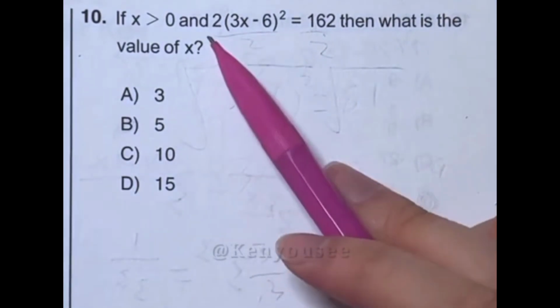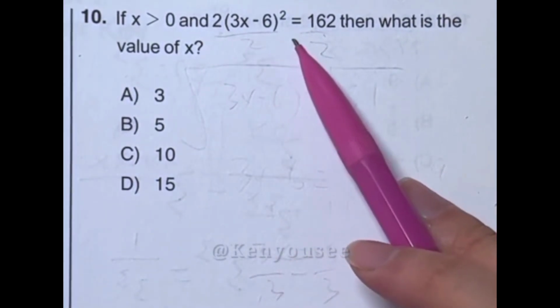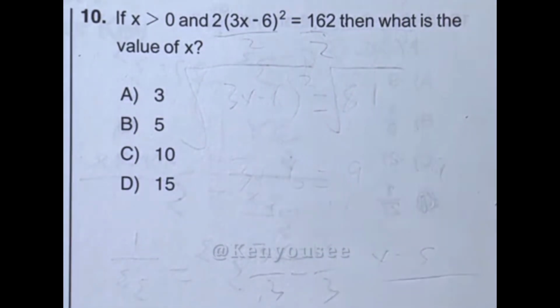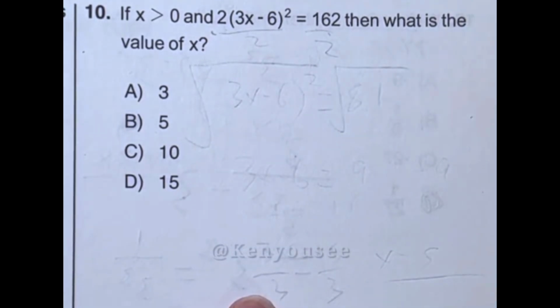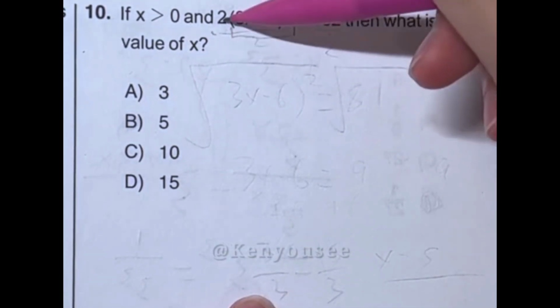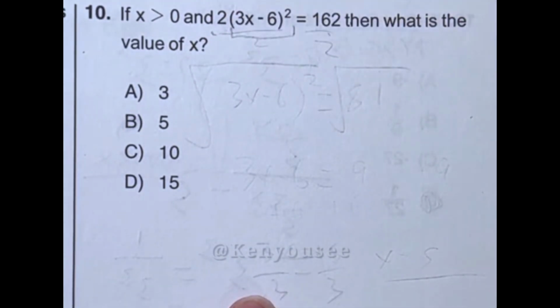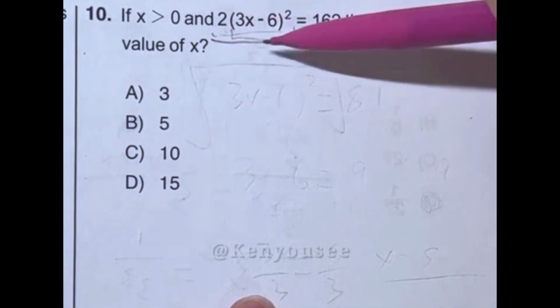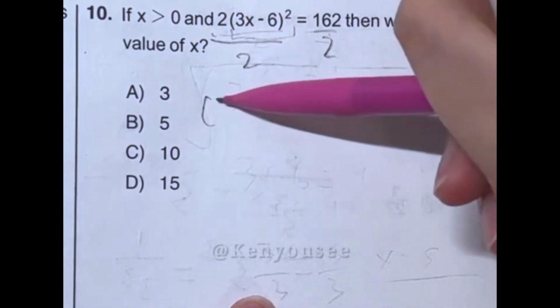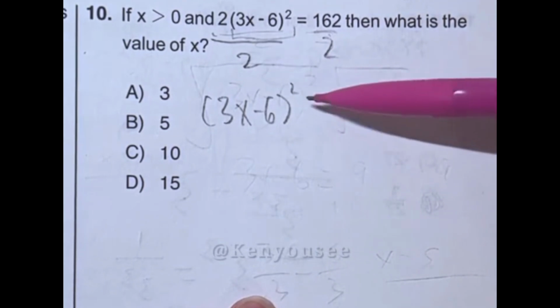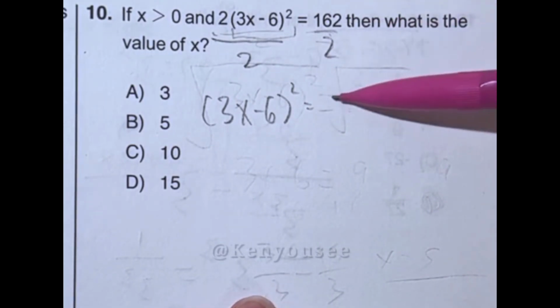If x is greater than 0 and 2 times (3x minus 6) squared is equal to 162, then what is the value of x? So I just need to solve for x. This whole thing over here is being multiplied by 2. So to get rid of the 2, I'm going to do the opposite operation, meaning I divide both sides by 2. That's going to give me (3x minus 6) squared is equal to 162 divided by 2, which is 81.